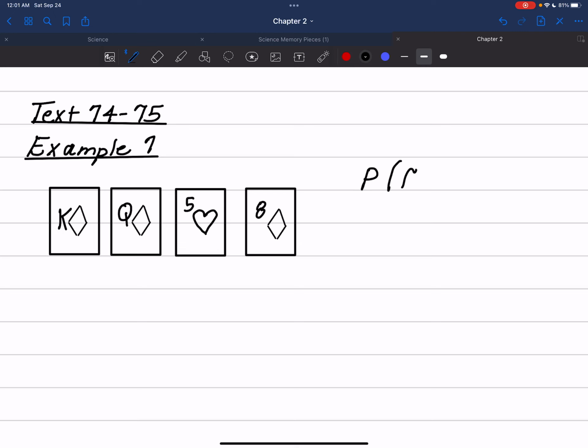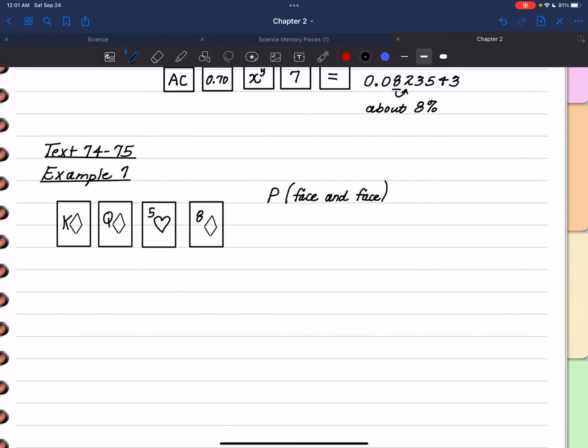So the probability of a face card and a face card. We're going to choose 2, and we want both of them to be face cards. And a face card is one of the cards with the people on them, like a king, a queen, or a jack. So we have 2 face cards in this series. We have the King of Diamonds and the Queen of Diamonds. The others are 5 of Hearts and then 8 of Diamonds. So the 5 of Hearts and 8 of Diamonds are not favorable outcomes here.